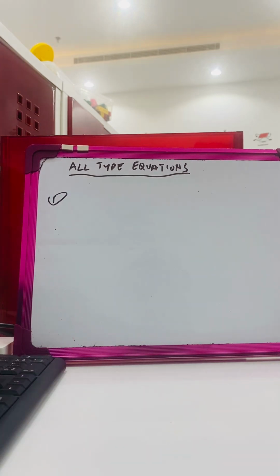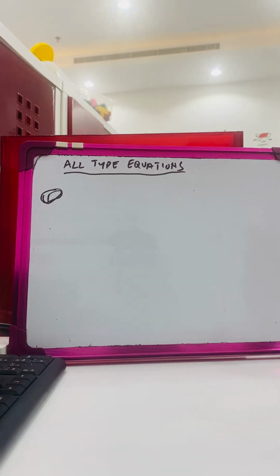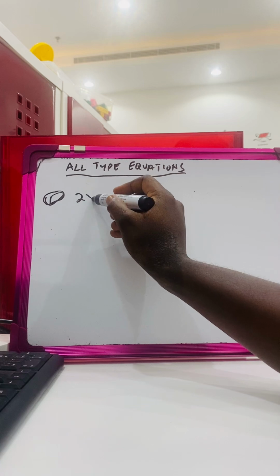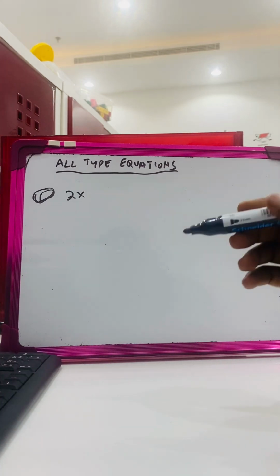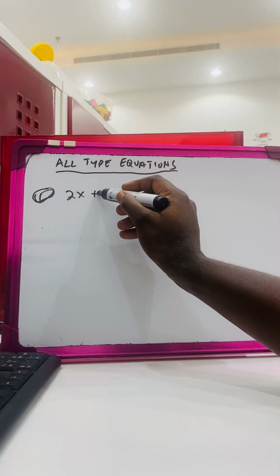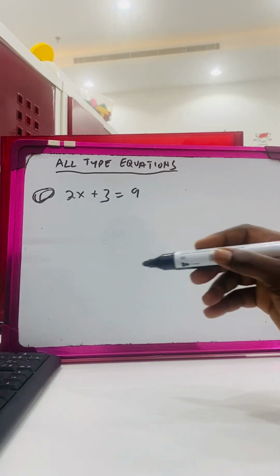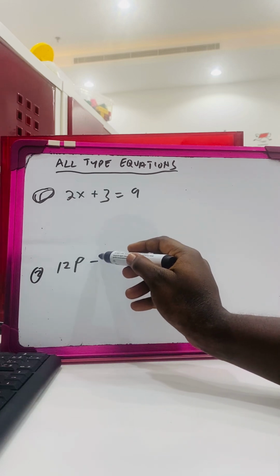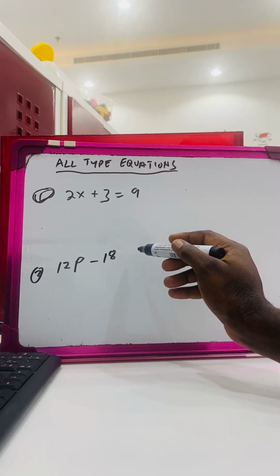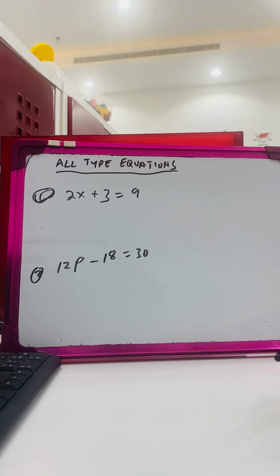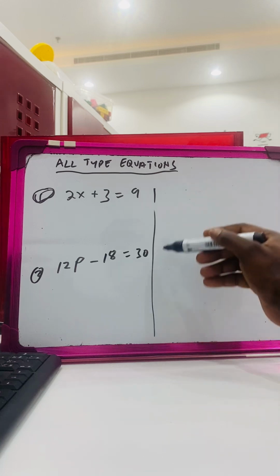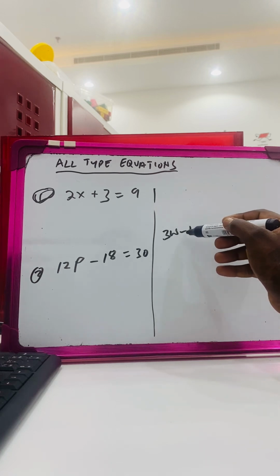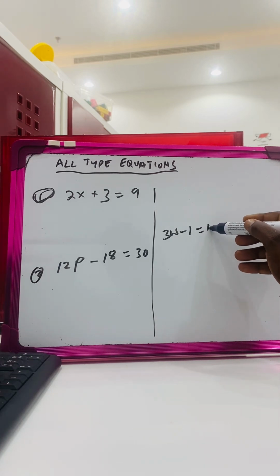Take 1. 2x plus 3 equals 9. Let's take 2. 12p minus 18 equals 30. Can I take the third? Let's see. 3w minus 1 equals 14.